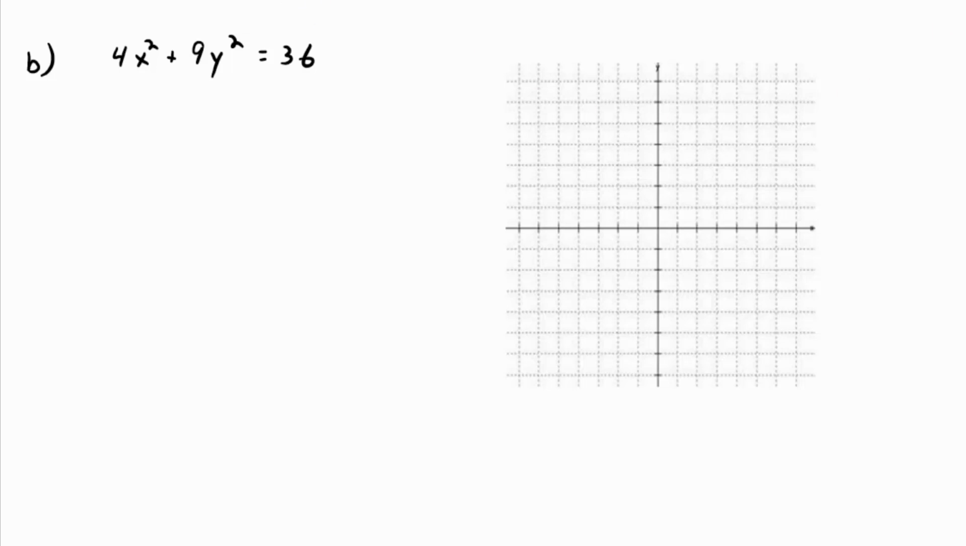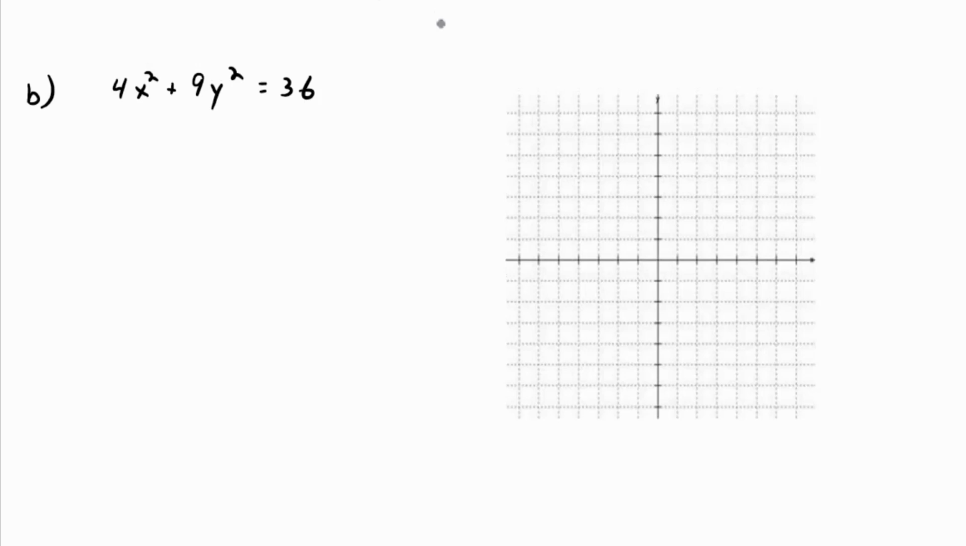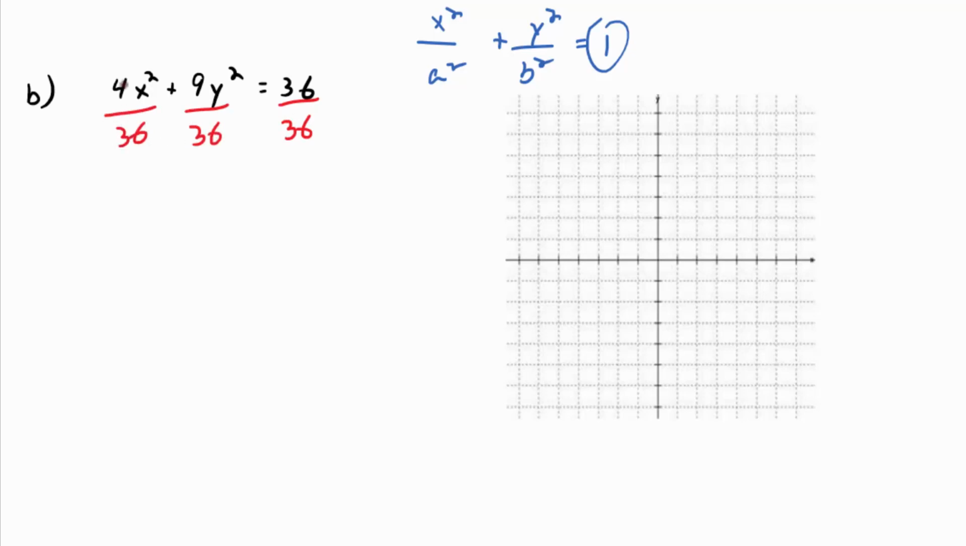Remember, the standard form that we use is x squared over a squared plus y squared over b squared equals 1. We have to have a 1. We have a 36. What could we do? Divide everything by 36. And then it does reduce nicely here. On the right side, you do get 1.